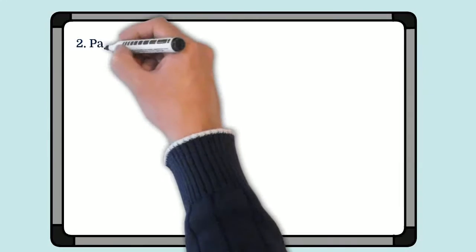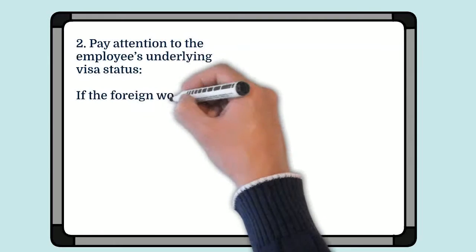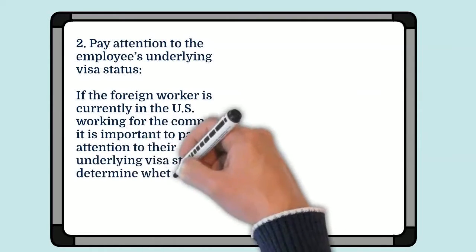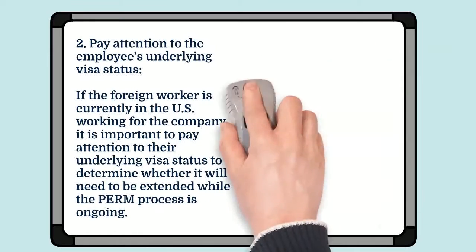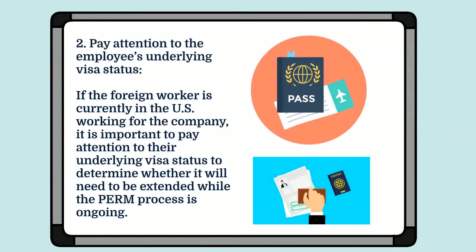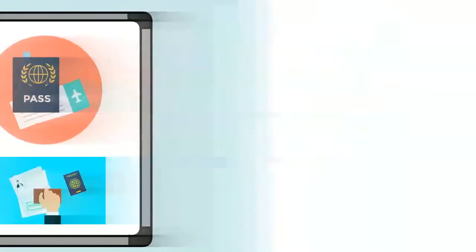2. Pay attention to the employee's underlying visa status. If the foreign worker is currently in the U.S. working for the company, it is important to pay attention to their underlying visa status to determine whether it will need to be extended while the PERM process is ongoing.